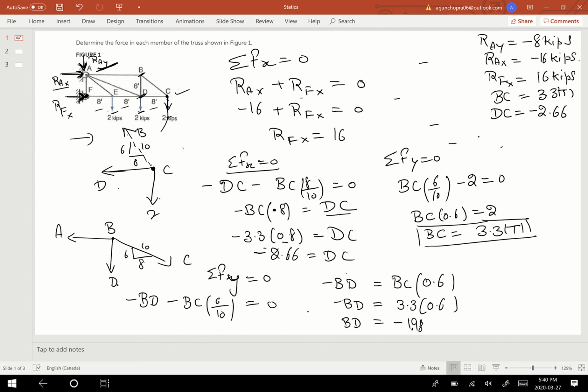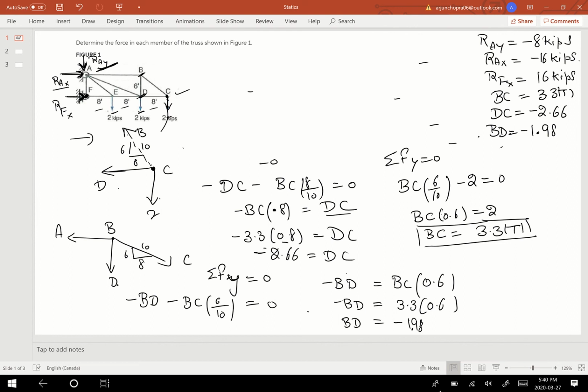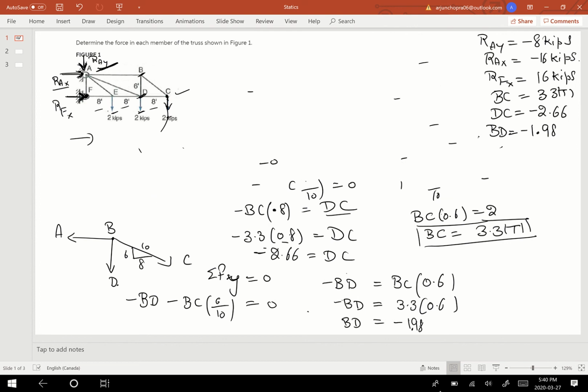So I can say BD equal to negative 1.98, or 1.98 compressive. Whatever way you want to write it, you can write it. So I'm going to erase this again and we'll try to find the other forces. So now let's try and find the value of which one?